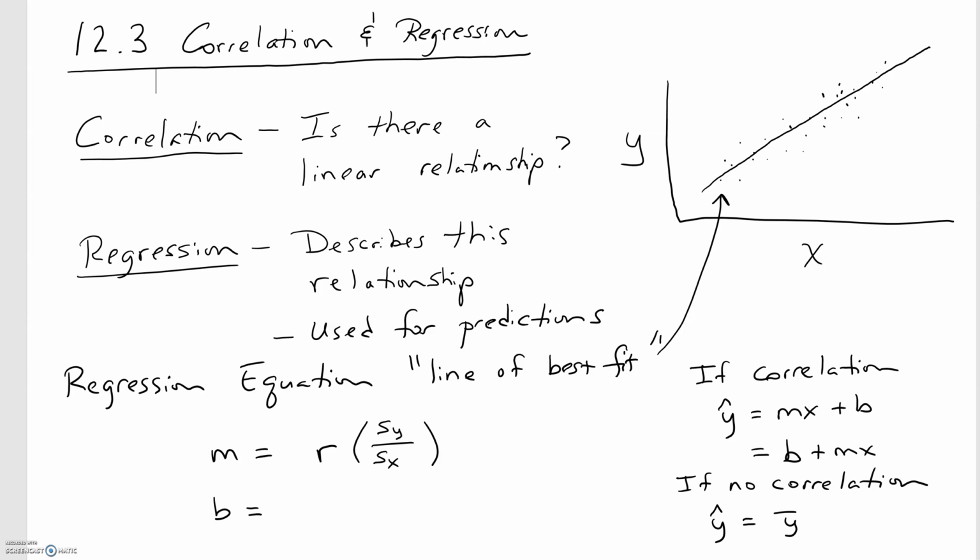How would we find our y-intercept? We would take our y bar and subtract the slope that we found above multiplied times x bar. So this outlines the direction that we're going here in this section. And then within class, we'll get into specifics of how to calculate this and a little bit more on what these values mean.